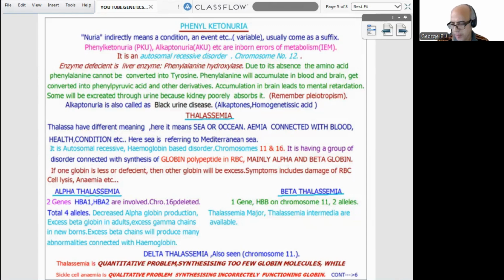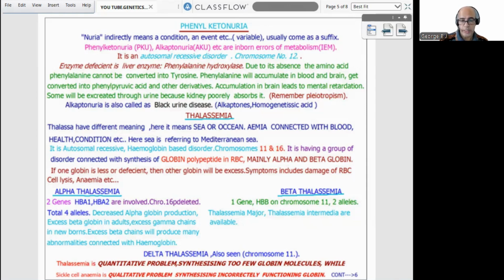Now we come to alpha thalassemia and beta thalassemia. In alpha thalassemia, two genes are involved, HBA1 and HBA2, on chromosome number 16p. A part of it is deleted. P means short arm. Total 4 alleles will be there: 2 genes, 4 alleles. Decreased alpha globin production, excess beta globin in adults, excess gamma chains in newborns. Excess beta chain will produce many abnormalities connected with the hemoglobin, etc. That is alpha thalassemia, connected with chromosome number 16p, where a portion is deleted.